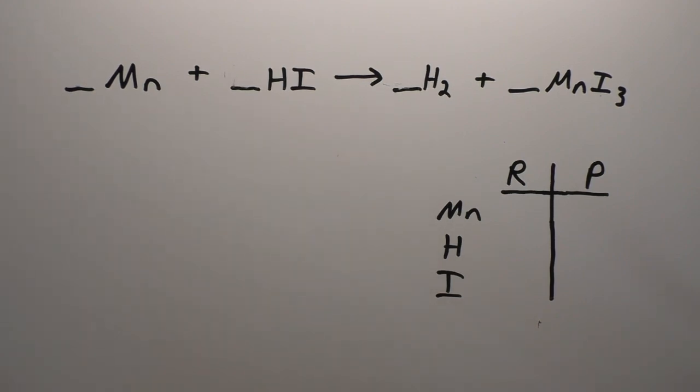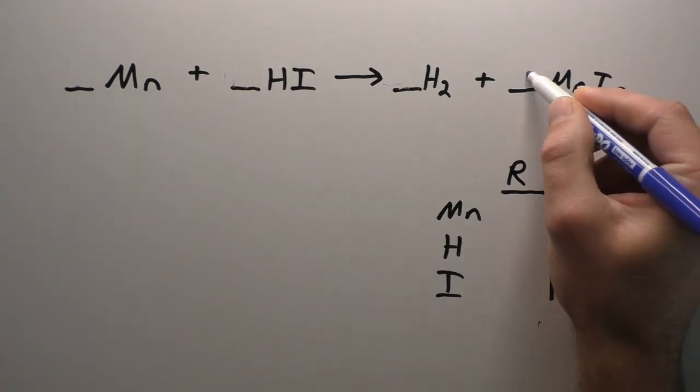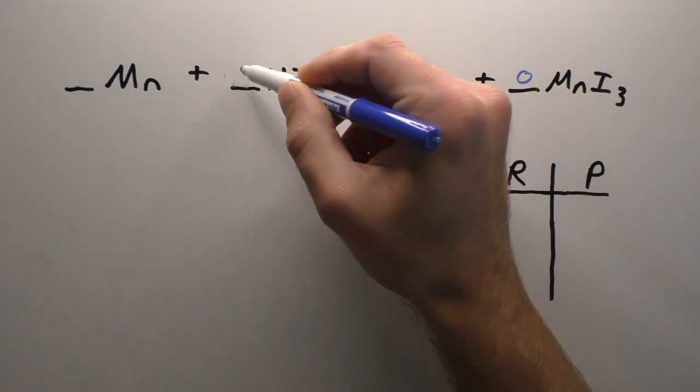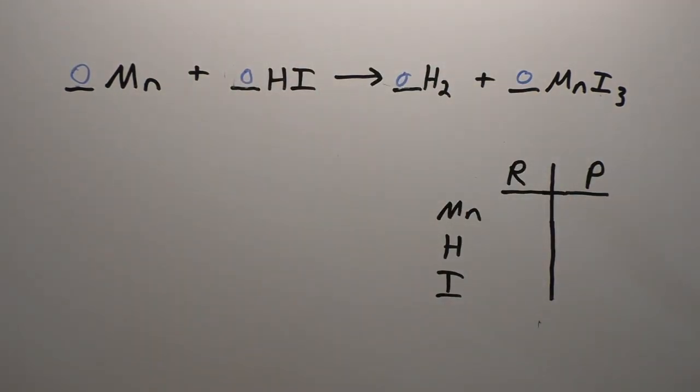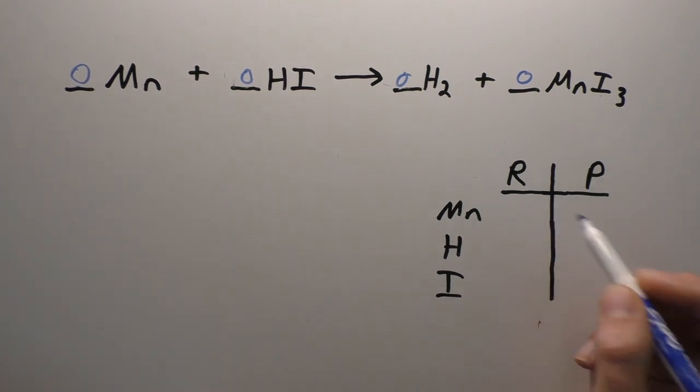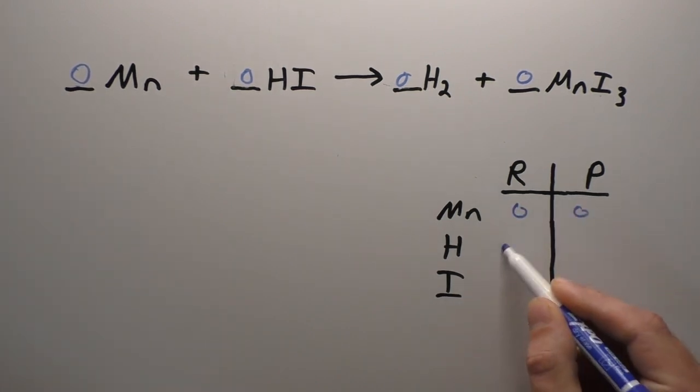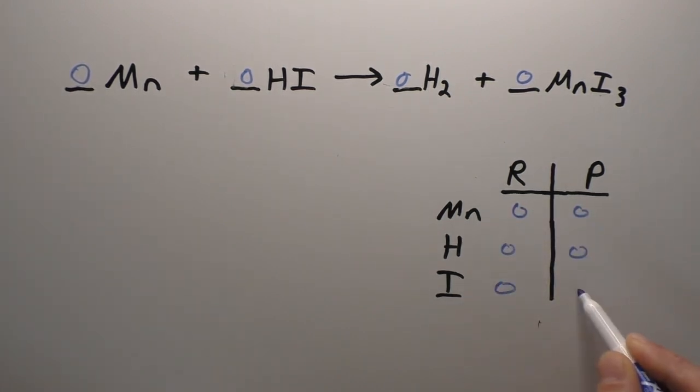So the way that I like to start these off is by simply assigning a coefficient of 0 to every chemical species in the equation. So the implication there is that so far we haven't assigned any coefficients, and therefore we have 0 atoms of every element in this equation.